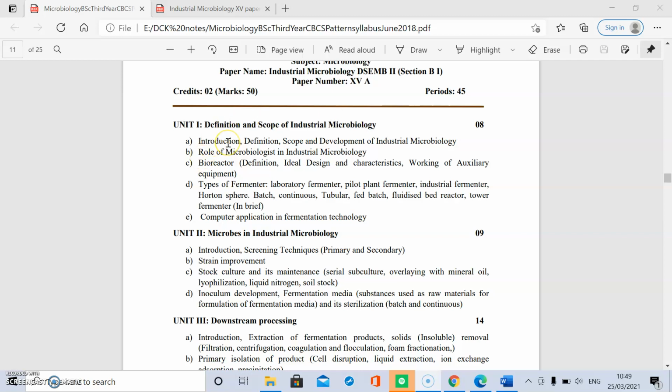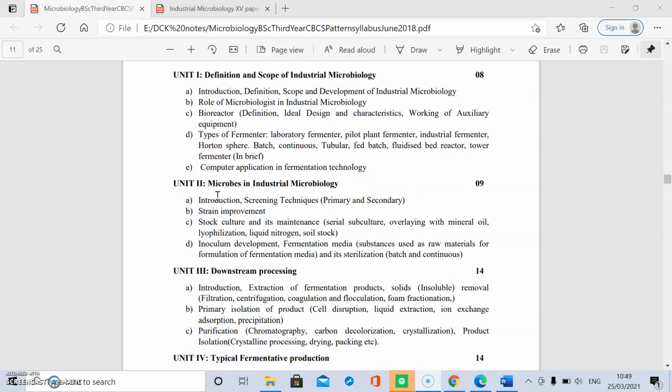First, introduction, definition, scope and development of industrial microbiology. Second, role of microbiologist in industrial microbiology. Third, bioreactor: definition, ideal design and characteristics, working of auxiliary equipment. Fourth point is the types of fermenters.